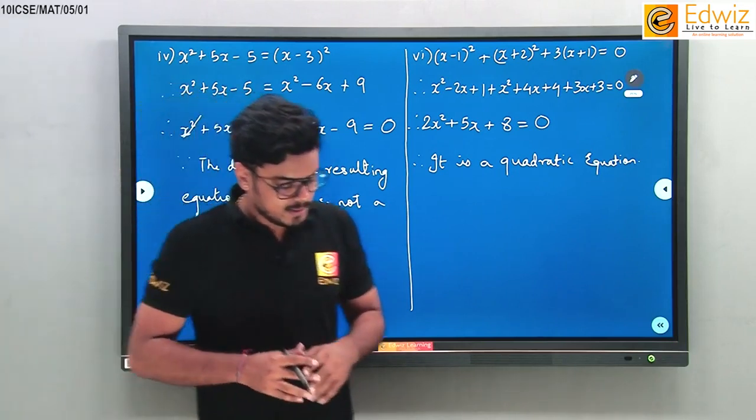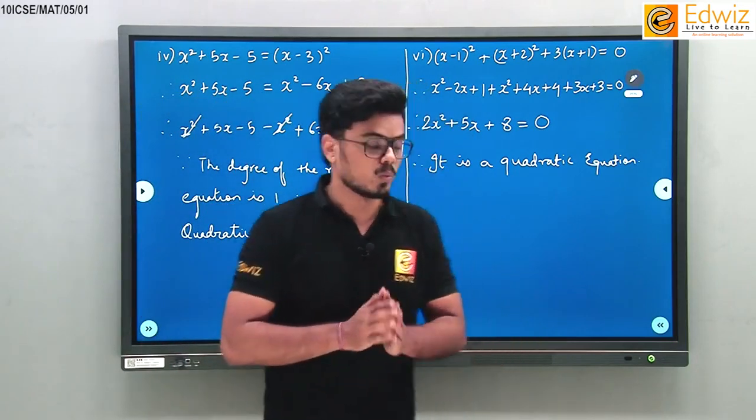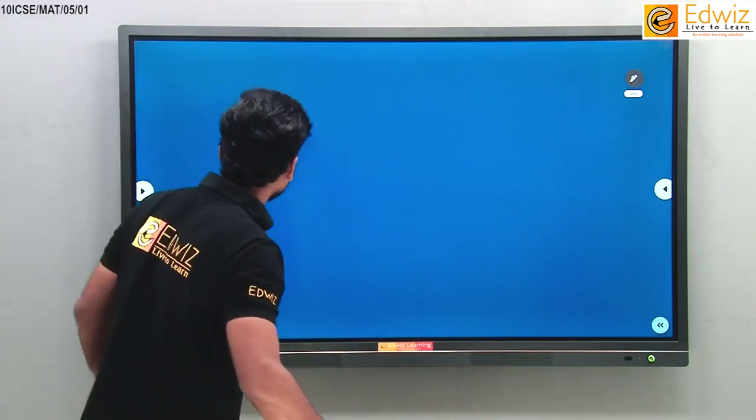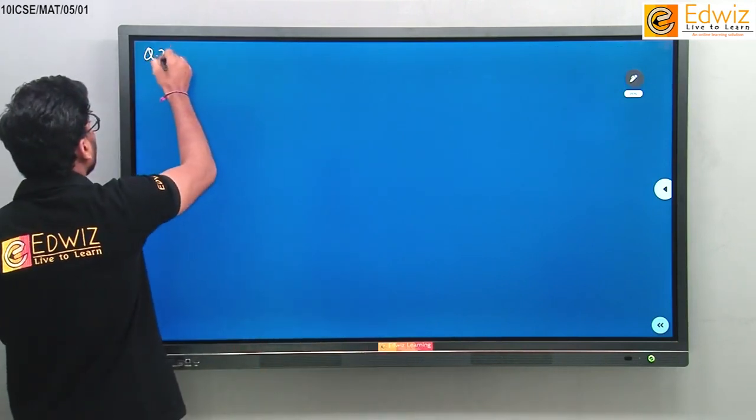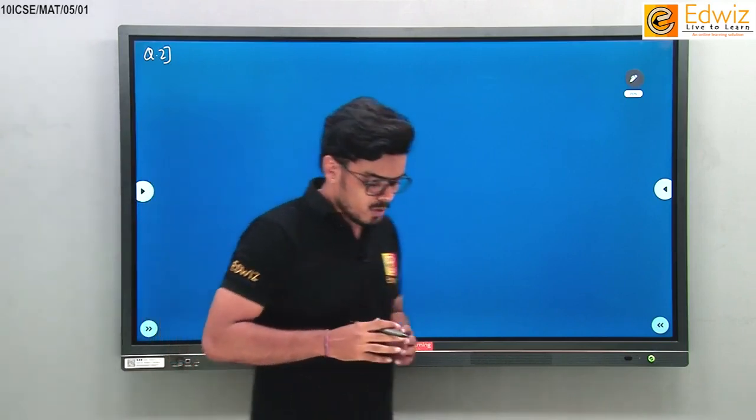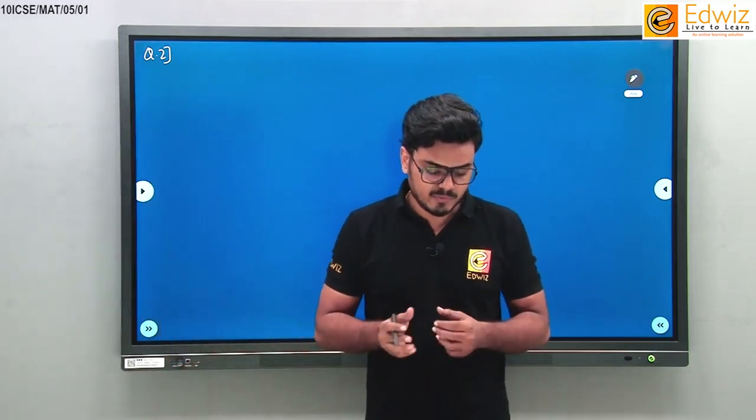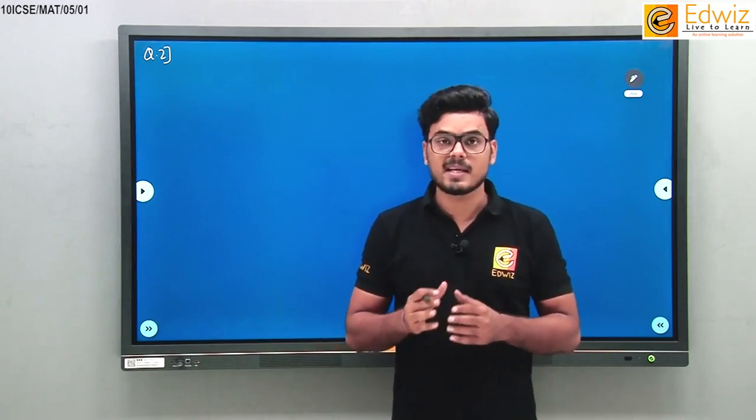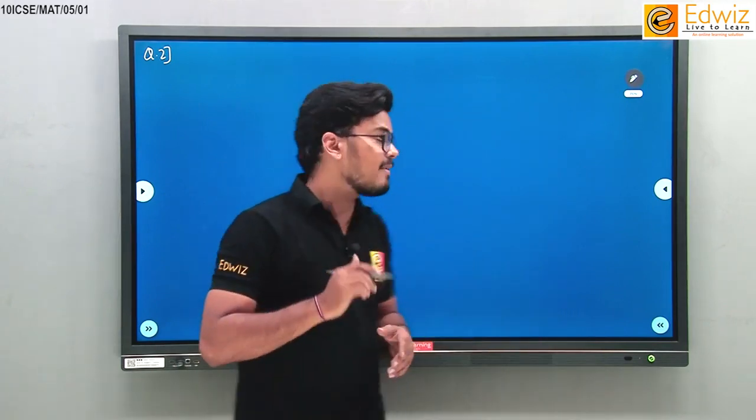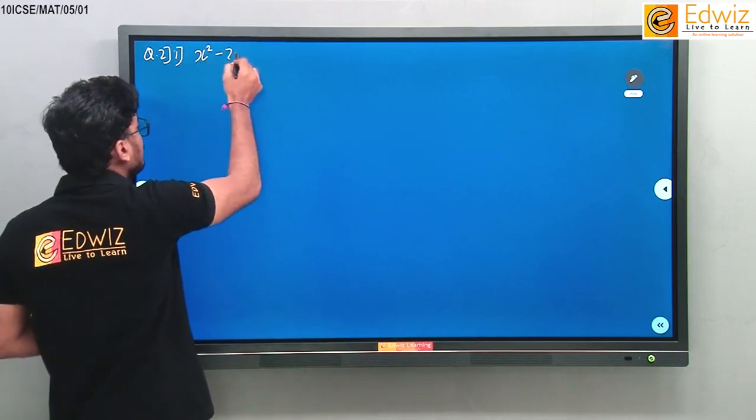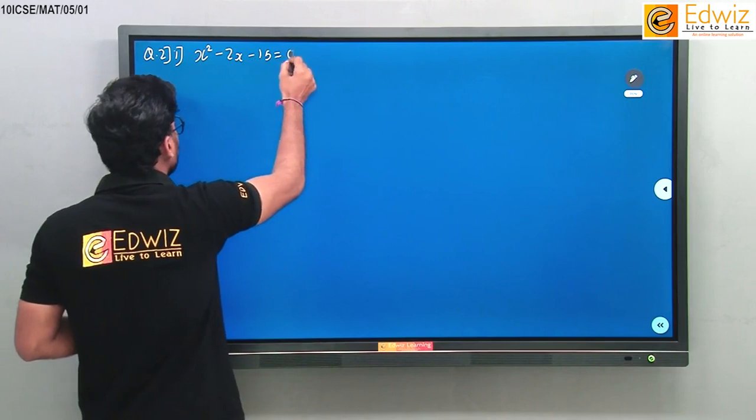Let's continue, students. Next is question number 2. Okay, so let's go to the second question here. Question number 2, is x equal to 5 a solution of the equation x square minus 2x minus 15? So we have an equation here, first sub question, x square minus 2x minus 15 equal to 0.